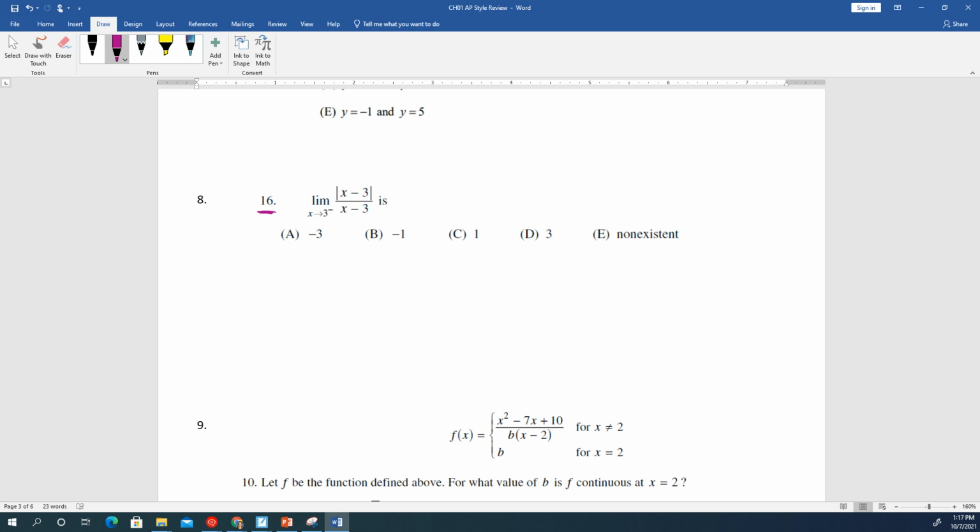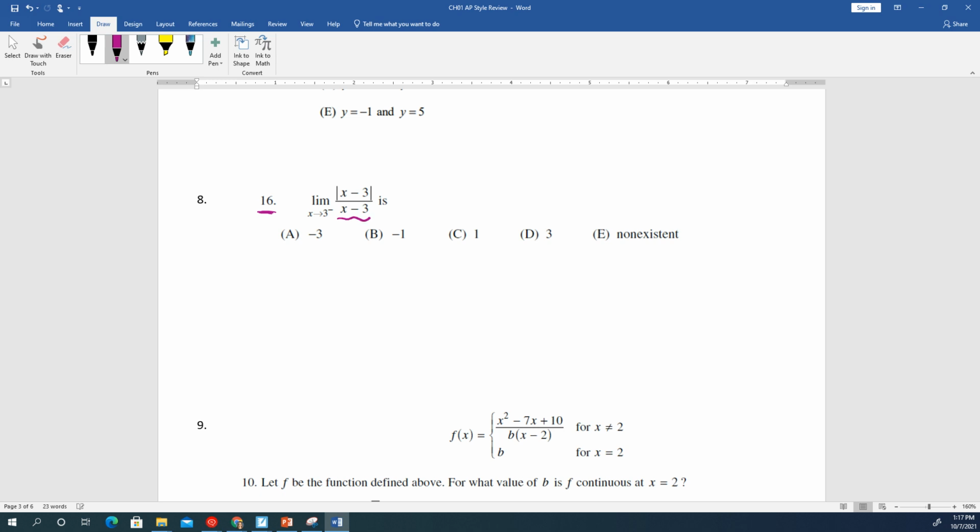Yep. The first 30 questions on multiple choice on the AP exam are no calculator, so this one you would not get your calculator for. Okay. We had not gotten to finding limits with absolute value, but now we do. We know we have to split it up as a piecewise function.